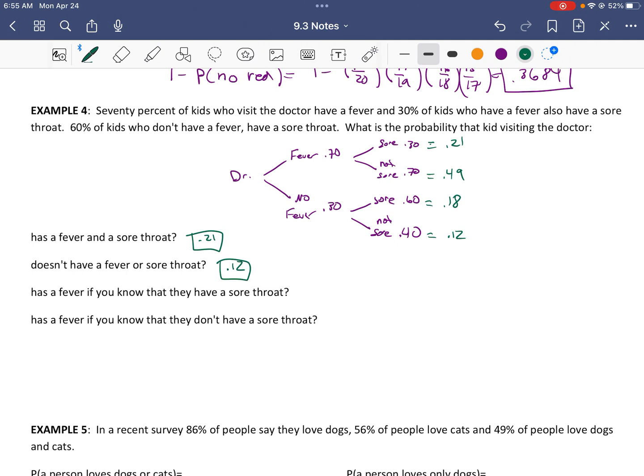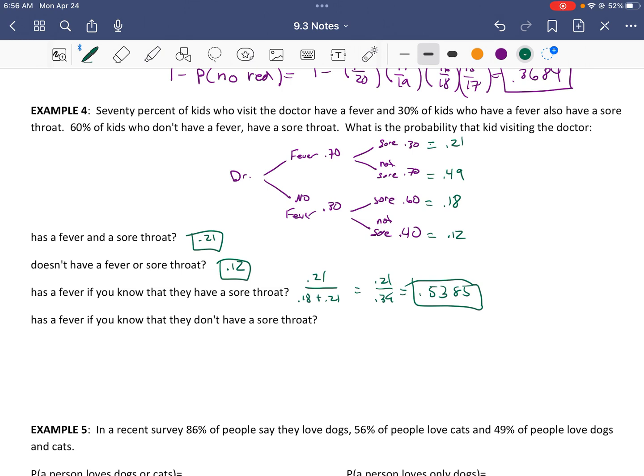What's the probability that a kid has a fever if you know that they have a sore throat? Okay, well, this is more than one possibility. Fever and sore throat's 0.21. But if you know they have a sore throat, there's more than one possibility. They could have no fever and a sore throat, which is 0.18, or they could have a fever and a sore throat, which is that 0.21. So that's the denominator. So 0.21 over 0.39, which is 0.5385.